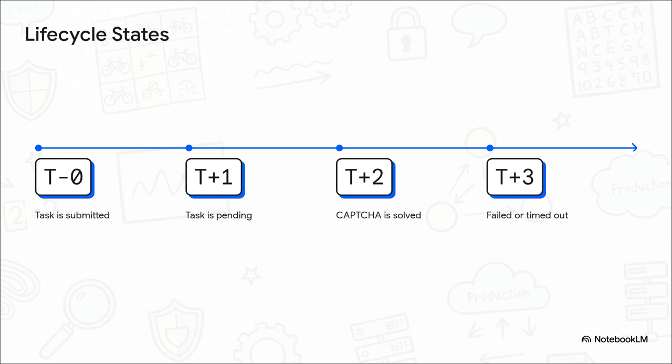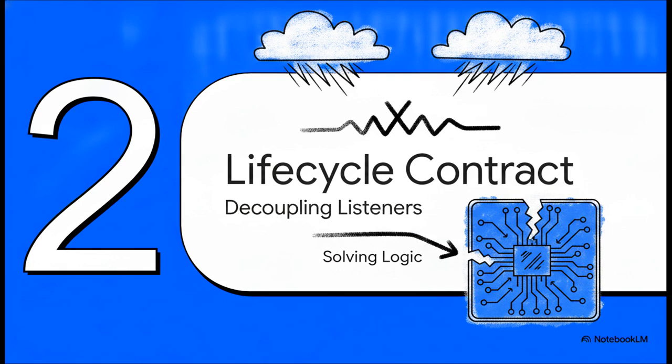And here's the secret sauce for all of this. Every single event has to carry vital context. We're not just talking task IDs. We mean the CAPTCHA type, page URL, elapsed time, retry counts, and specific error categories. Because without a crystal clear event contract, every listener just gets totally inconsistent data, and let me tell you, debugging becomes an absolute nightmare. Moving right along to Section 2, designing the lifecycle contract, and specifically, decoupling your listeners.